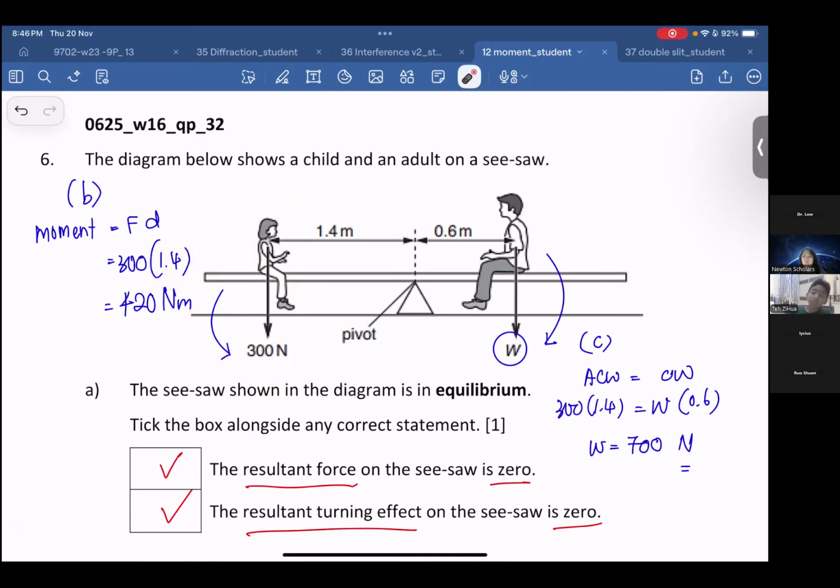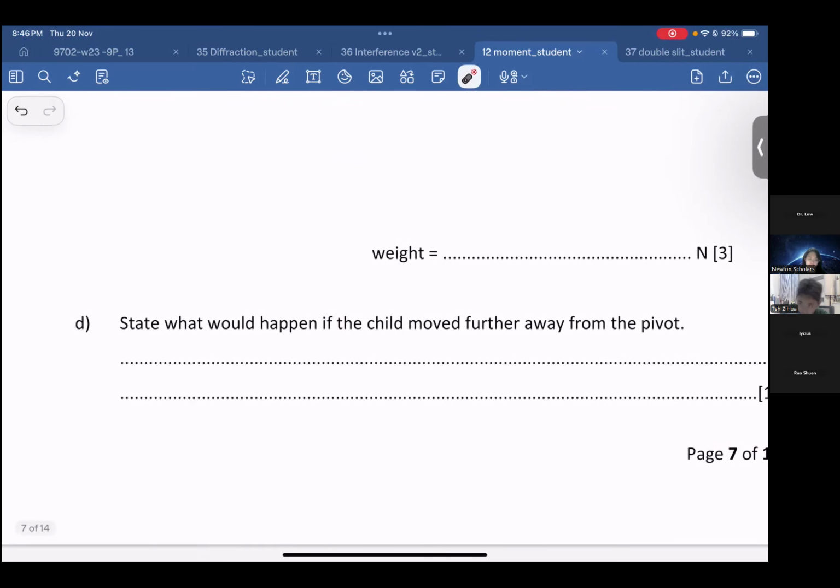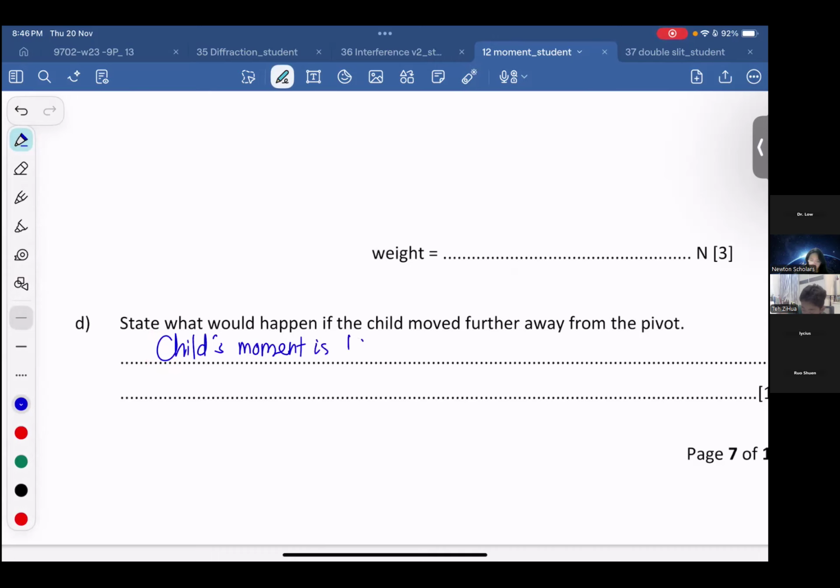So the seesaw will tip anti-clockwise, correct? As long as you mention the child's side goes down and the adult side goes up, we say the child's turning effect is greater. The child's moment is larger. So we say the child side goes down.